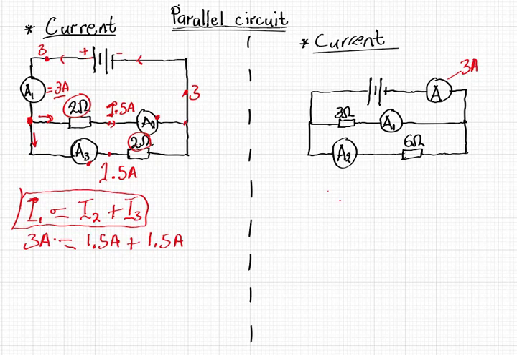Okay, here is another example. This is I. So the current here is I. The current here is I1. The current here is I2. So we want the values for I1 and I2. So here is the thing. As we can see, this is the positive terminal. This is the negative terminal. Current flows positive to negative, right?